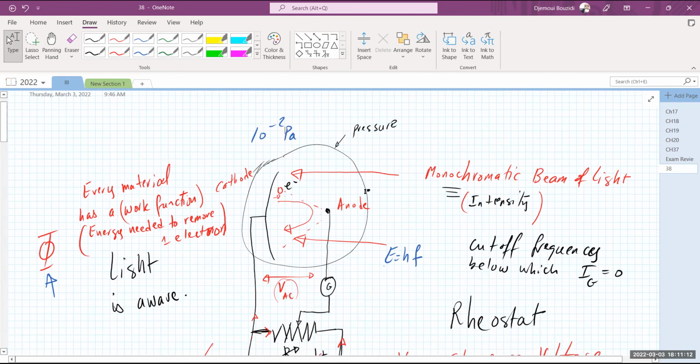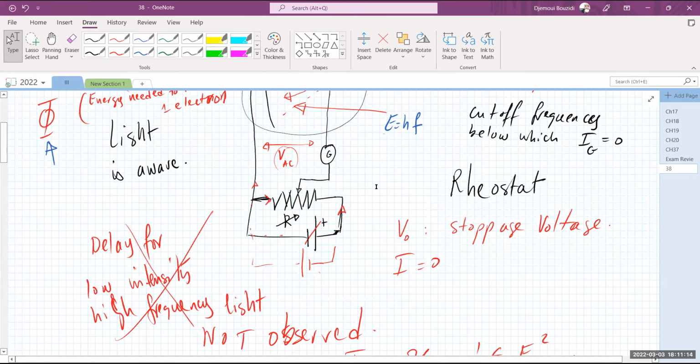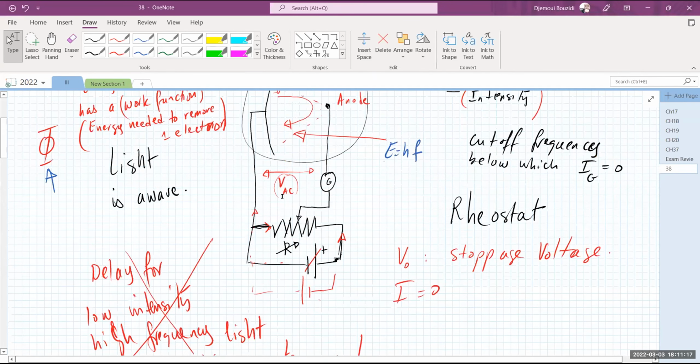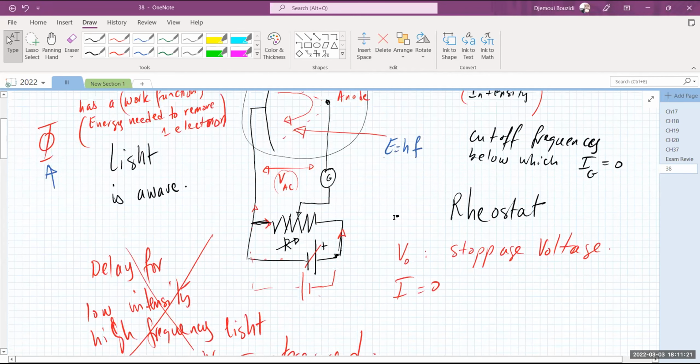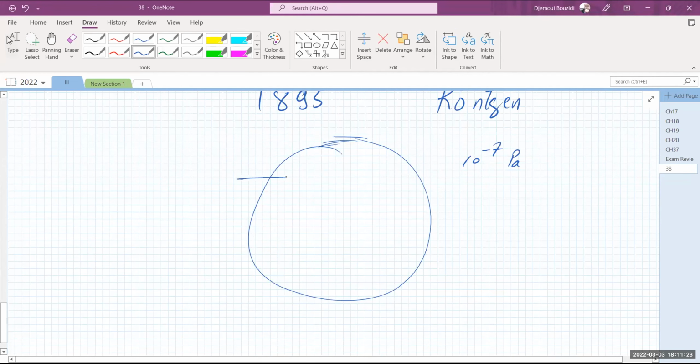So this was low pressure, but this one is even lower. This is the pressure on Mars, by the way. This is even less than that, okay? So the pressure was very low in here. And you have a filament again that is connected to a battery.